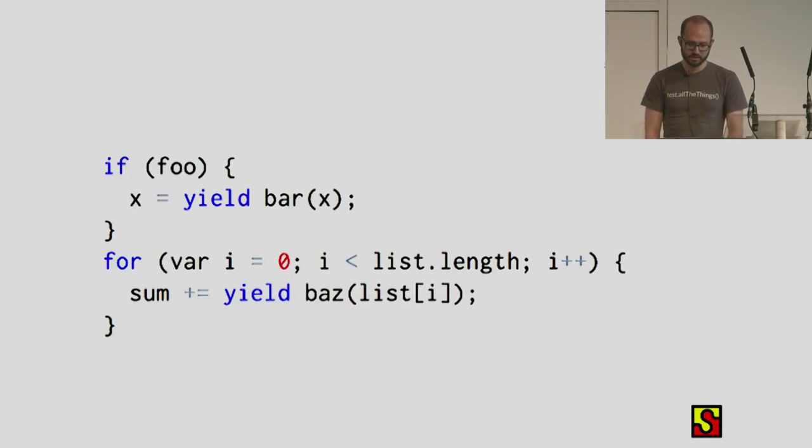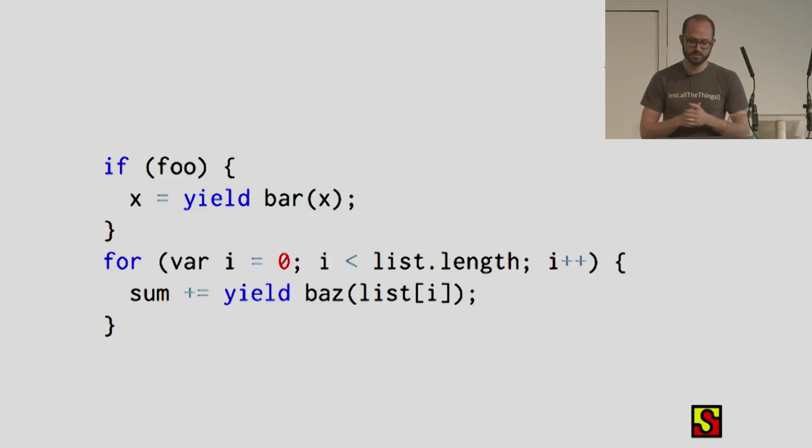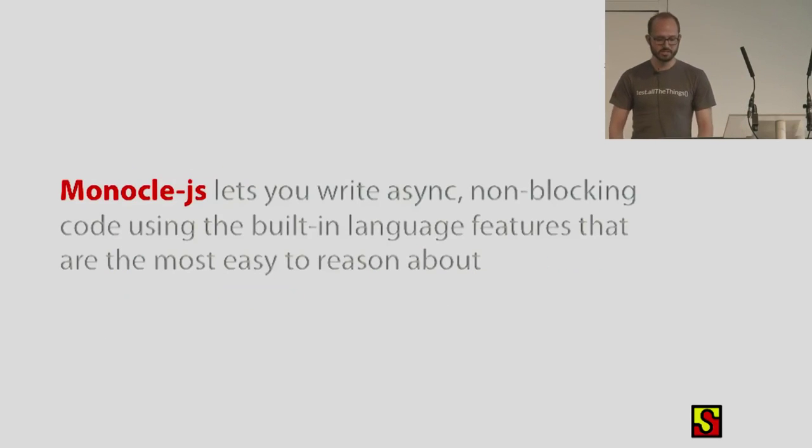So, final example, conditionals and loops are super straightforward in a way that in the callback-based asynchronous flow control, it wasn't. So this is very easy to read and understand. The only thing you have to remember is to use yield when you're trying to run an asynchronous function. If you didn't, things would go wrong, which is kind of like if you forget to call a callback using a regular callback-based function. So in sum, Monocle JS is a project that lets you write async code as if it were sync code, but it doesn't block because we use generators and the new yield keyword.